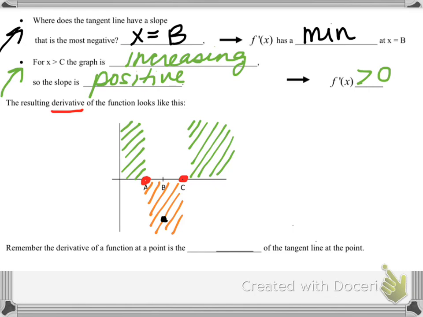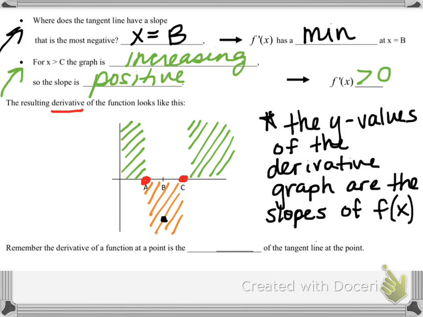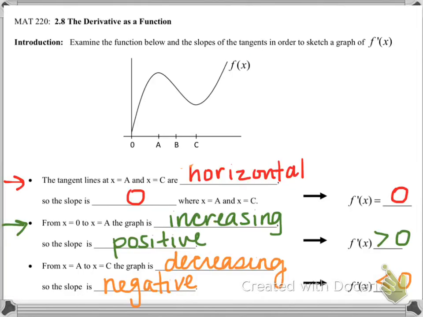So the most important takeaway right now is to continue to remember that the y values of our derivative function represent the slopes of the original function. So now we have 3 points plotted for our derivative. We have two x-intercepts, and then this minimum point at x equals b. Let's try to figure out the basic shape of the rest of the graph.